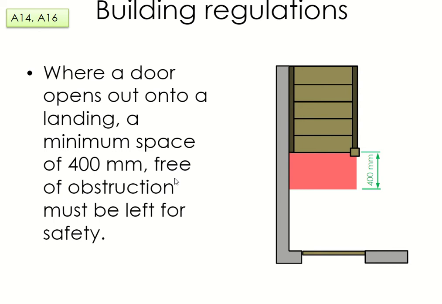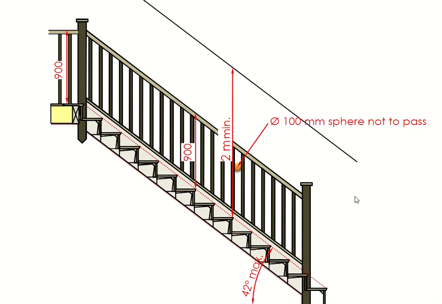This is question 16 on page 117 of the book. You have to fill in a missing measurement as well, which is 400. And you can see when the door opens, you need a clear space. It cannot open too close to the stairs because someone could be coming down as somebody opens the door. In other words, you wouldn't hit them. Alright, moving on then.